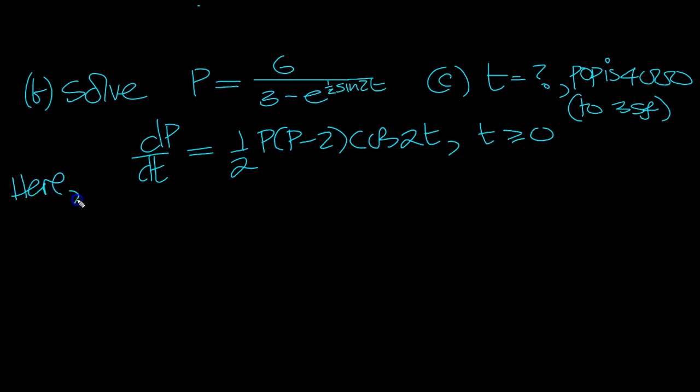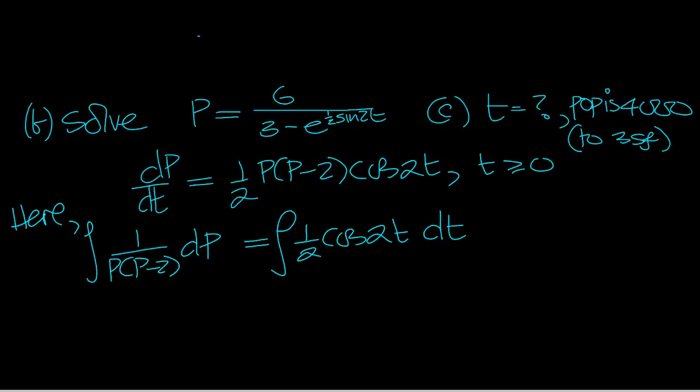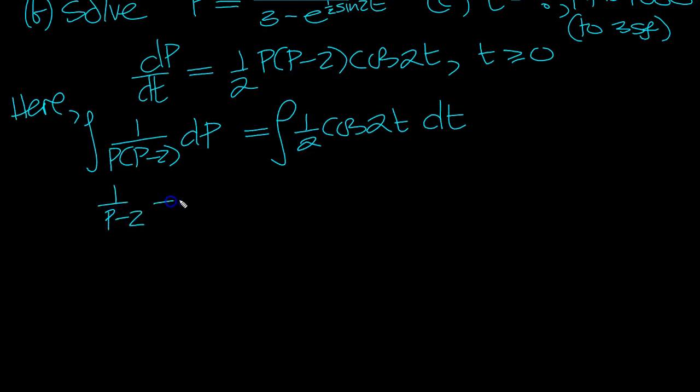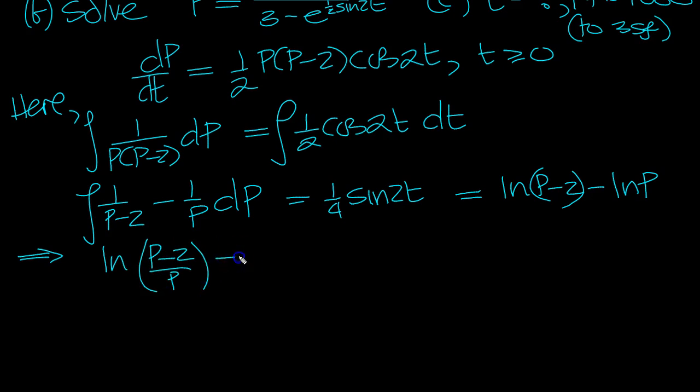So here, separate the variables and integrate. Move these down, leave those with the dP, equal to half cosine 2t dt. Separating the variables and integrating, this is just the integral of the partial fraction here, so that's the integral of 1 over P minus 2 minus 1 over P, and this is equal to 1/4 sine 2t. So this will be log P minus 2, minus the natural logarithm of P. So we've got ln of P minus 2 over P, properties of logs, is equal to a quarter sine 2t plus our constant of integration.